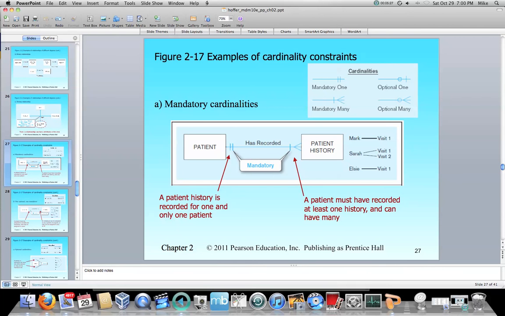So a patient, in this case, you can't have patient history without having a patient, and a patient can't exist without patient history. And this is easily displayed by making an instance diagram. So we have Mark has to have a visit. Sarah can have multiple visits, right? So you can see how you can set up mandatory cardinalities.